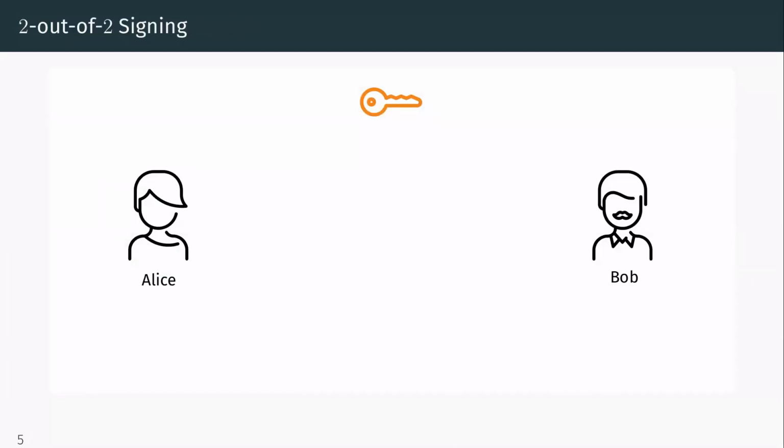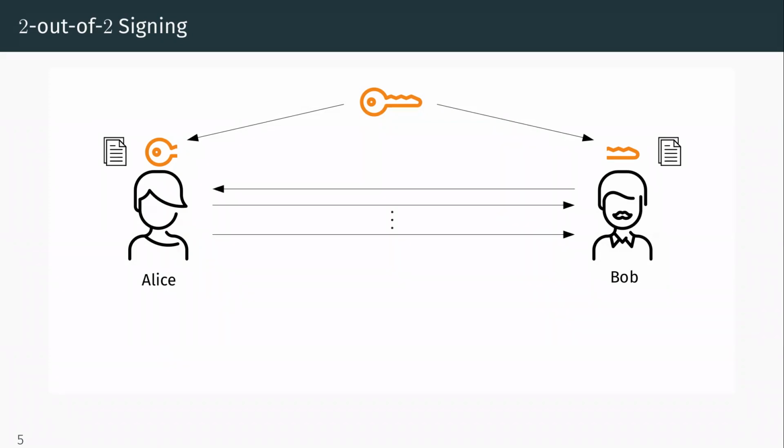Okay, so what is two-out-of-two signing? Here, Alice and Bob are signers, and there's a single secret signing key which is not known to either Alice or Bob. First, this single signing key is split into 2 parts, and Alice and Bob each hold a share of the secret signing key. Then they both agree on some message to be signed, and after some interaction, they output a signature.